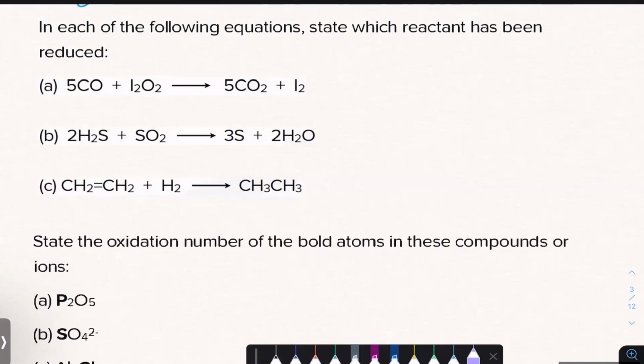Alright, let's look at this question. In each of the following state which reactant has been reduced? बहुत आसान है. I will use multiple methods to explain this. So let's start with the very basic one. We already know the first of all कि इसमें आयोडीन है. इस आयोडीन के होने से हमें कंफर्म हो गया कि ये रिडॉक्स रिएक्शन है. यहां पे सल्फर है, रिडॉक्स रिएक्शन, यहां हाइड्रोजन है, रिडॉक्स रिएक्शन.